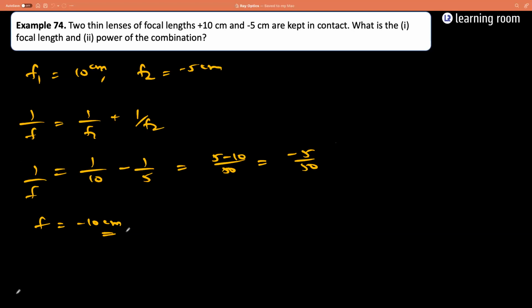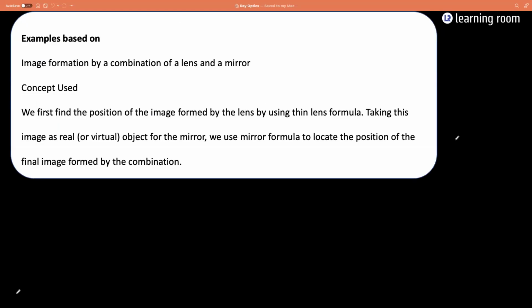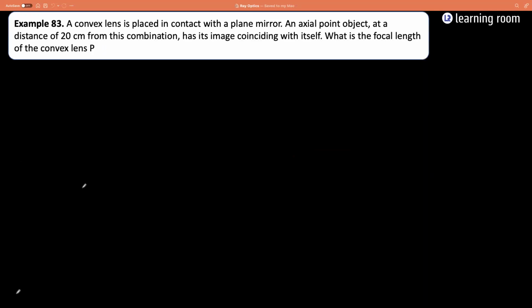What is the power of the combination? So power will be equal to the reciprocal of this. Minus of 100 divided by 10, it will be minus 10 diopter. Right? Simple, no? So image formation by combination of lenses and mirror is not there.